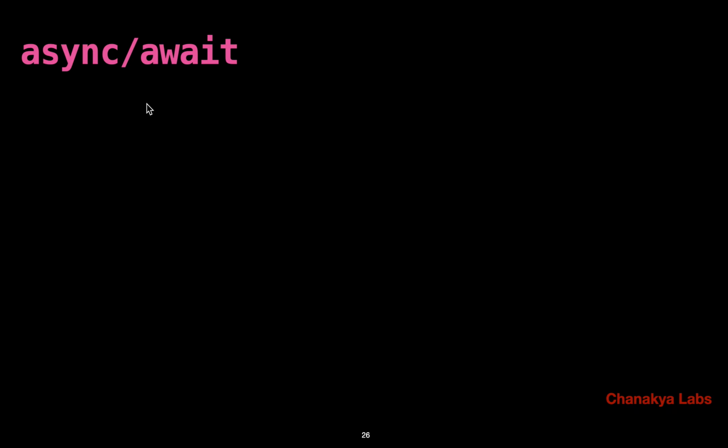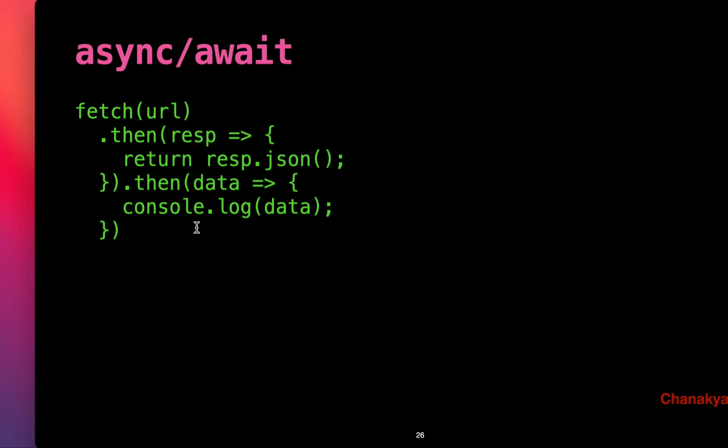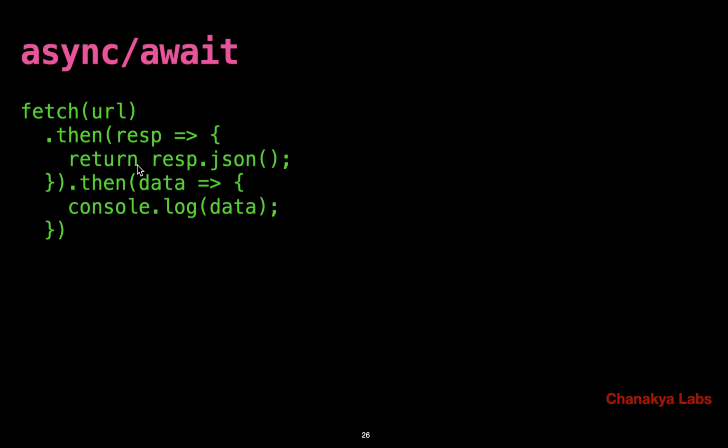Why? Because of the syntax which promises gave us, something like this: dot then, and then dot catch, and then dot finally. We saw that because of chaining of promises, the nested callback sort of thing is now a flat structure using chaining, right? But in fact, still it is not as simple as synchronous code. When you write synchronous code, it is pretty much straightforward, right?